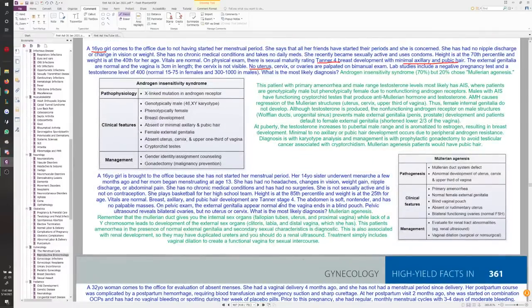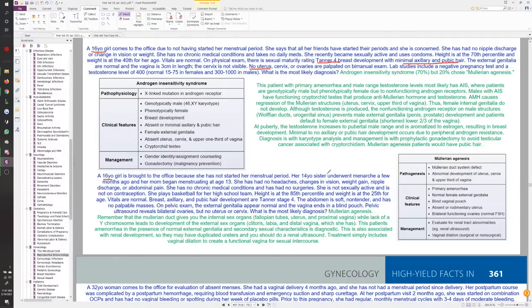And then this question is the real Mullerian agenesis. So you see how these two questions are perfectly placed here to help you differentiate which case is which. So this question, once again, same beginning, 16-year-old girl. I love how these questions popped up like that. She is brought to the office because she has not started her menstrual periods. Literally the same first sentence.